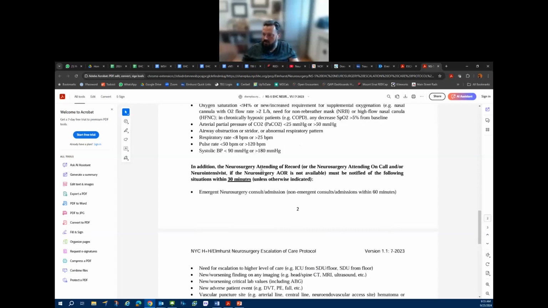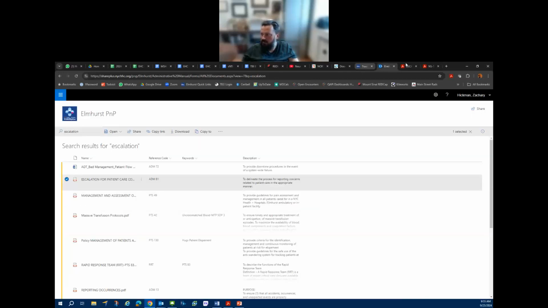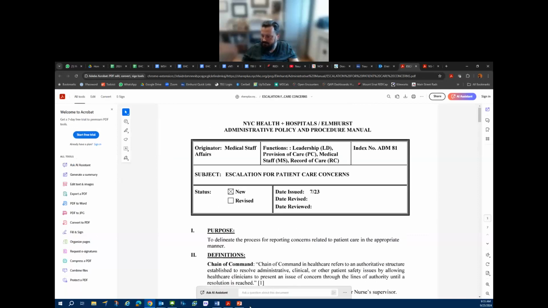So please make sure you read over this escalation of care protocol in the Elmhurst Share Plus policy area, and then also read over the administrative policy as well. Are there any questions about either of those?